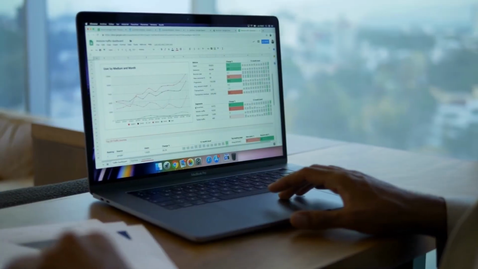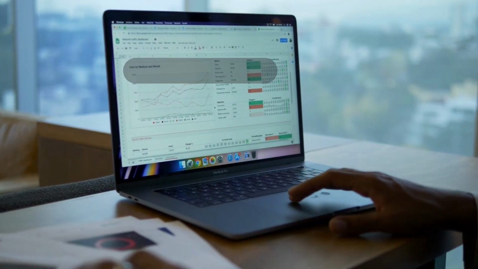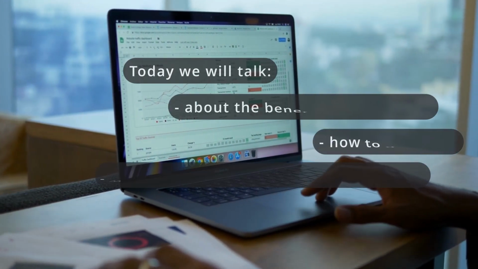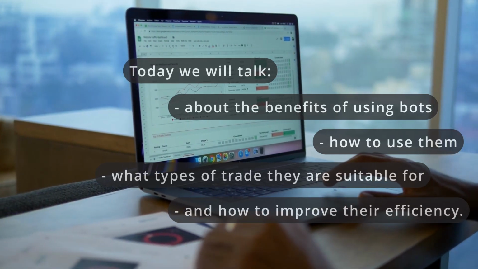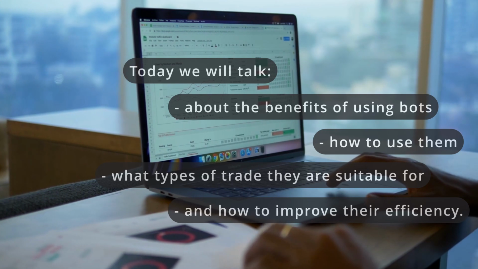In the last video, we talked about what trading robots are and how their use can simplify and automate trading in financial markets. And today we will talk about the benefits of using them, how to use them, what types of trading they are suitable for, and how to increase their efficiency.